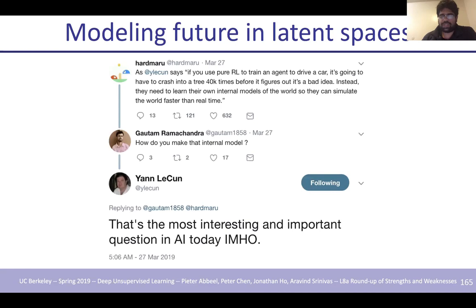This has also been summarized multiple times by Yann LeCun: if you have a very good internal world model, you'll be able to plan with it and avoid a lot of mistakes that an RL agent usually makes. And how to do that is one of the most important questions.